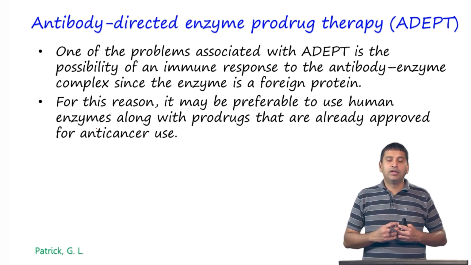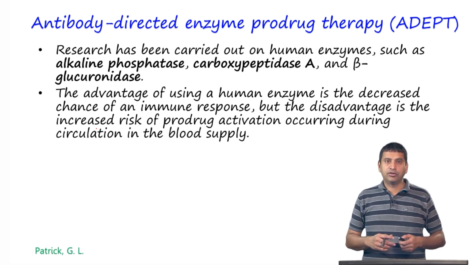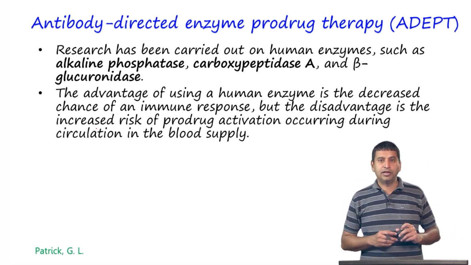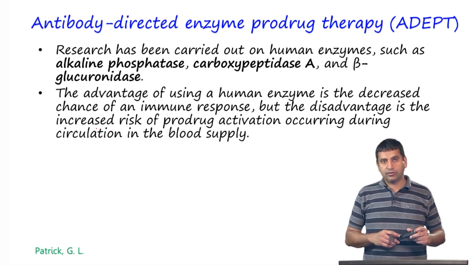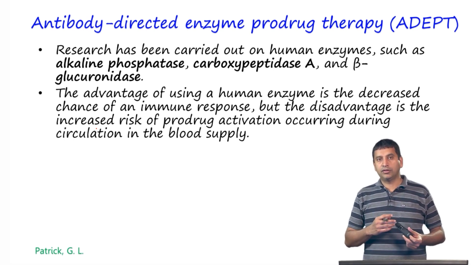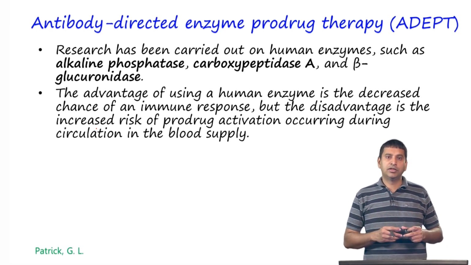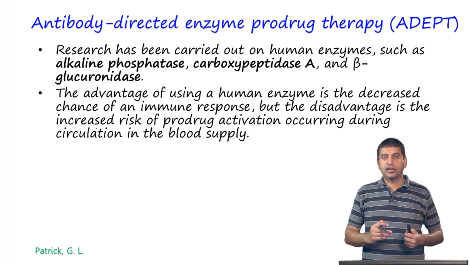So, it is for this reason that it is preferable to use human enzymes with prodrugs that are already approved for anti-cancer use. Some examples of these human enzymes are alkaline phosphatases. You can have the human analog of carboxypeptidase, which is carboxypeptidase A, and as I mentioned earlier, beta glucuronidase. Now, beta glucuronidase, of course, we need to express at a higher concentration. So, the advantage of using this human enzyme is that the immune response can go down.